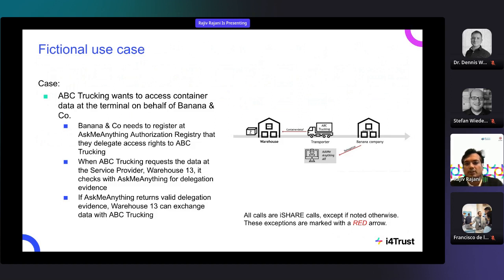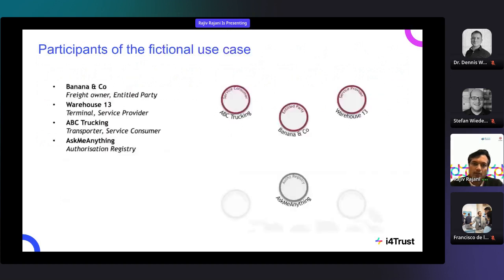This is a very simple flow. Of course, there are more parties involved, but to simplify it, we keep it very simple for the time being. So how do you map them in the iSHARE role model? You can see that the banana company is basically the freight owner, which from the iSHARE perspective is an entitled party. So it has the first right to the information about a container which is sitting at the warehouse. The warehouse 13 is basically a terminal provider, and from the iSHARE perspective, it's a service provider because it maintains containers, but on the digital twin version of it, it also provides information about the ETA and the weight and other aspects of the container, right?